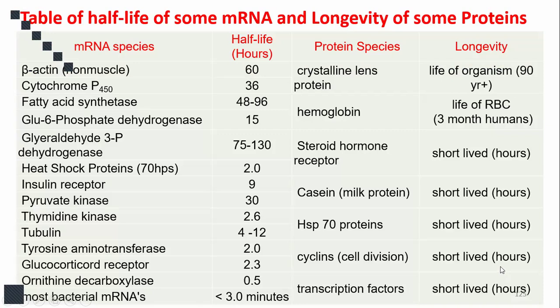Now, each of these proteins has what we call a half-life. The proteins and messenger RNAs are listed here for you to appreciate. They have half-lives here, the protein species, and then the longevity. If you take beta-actin from non-muscle, the lifespan of the messenger RNA is 60 hours, and a protein species is crystallin, with a life of the organism, 90 years plus.